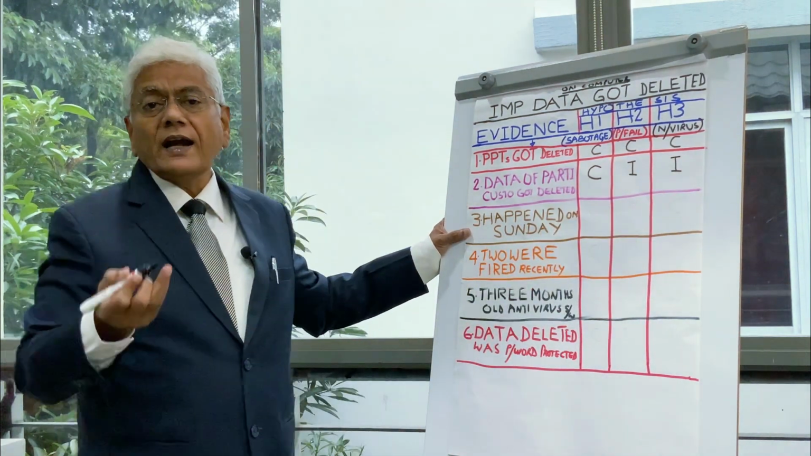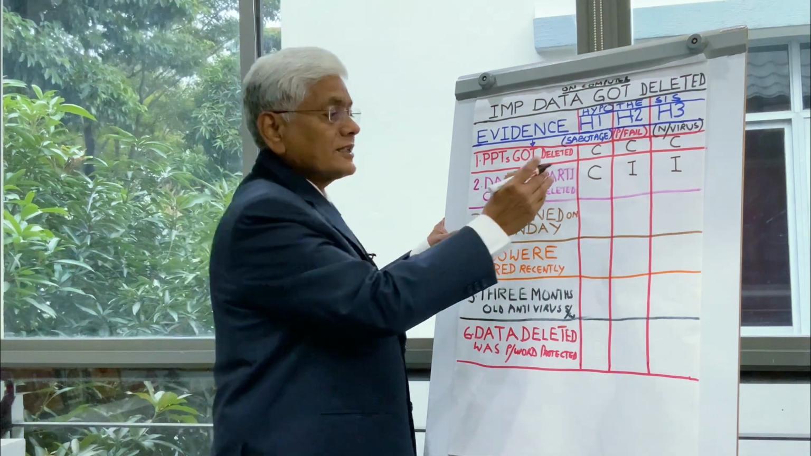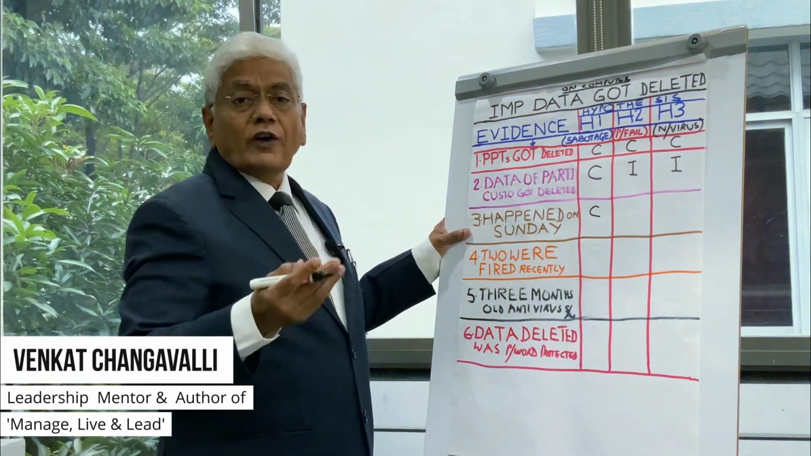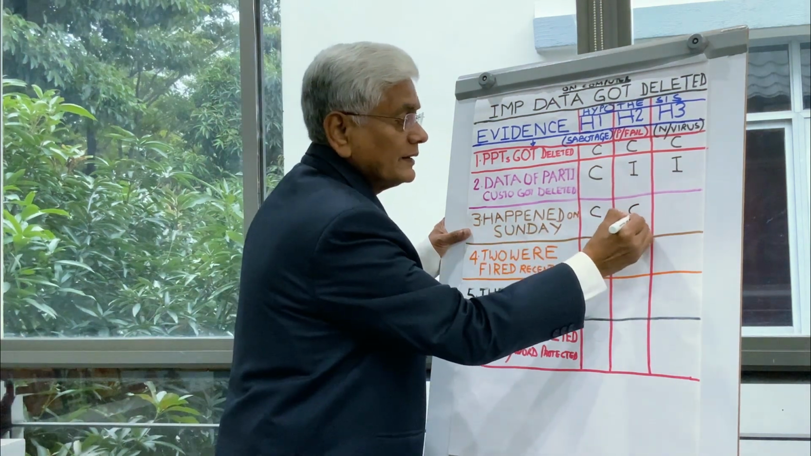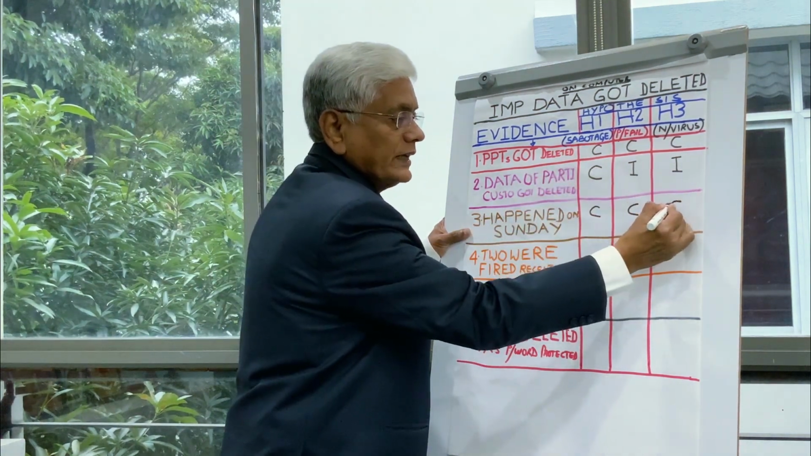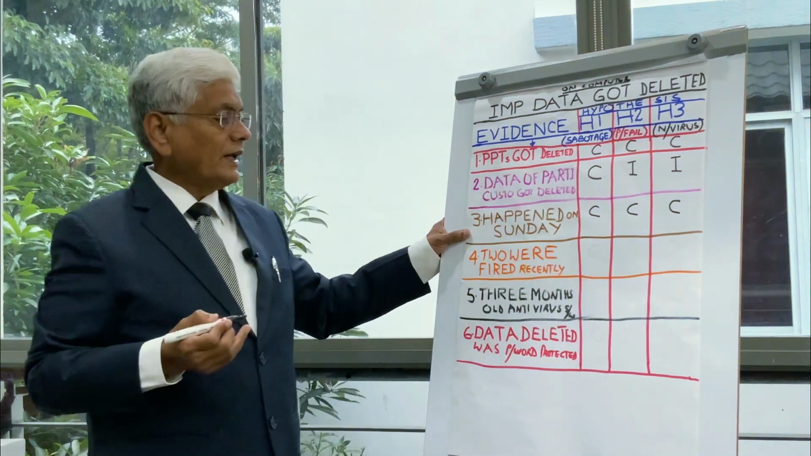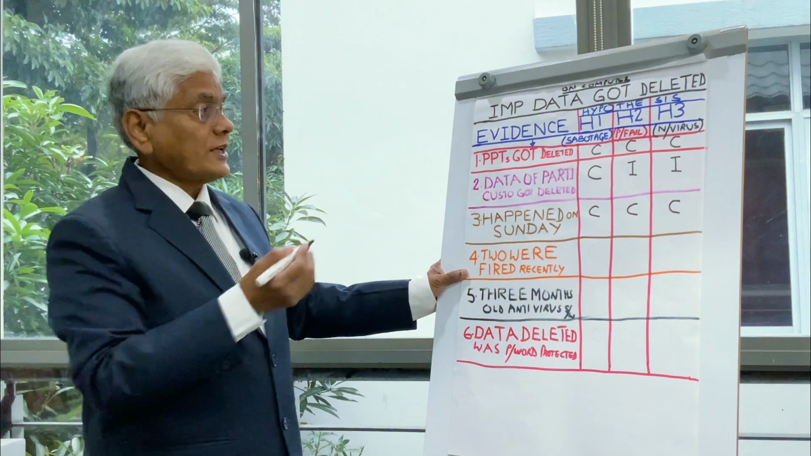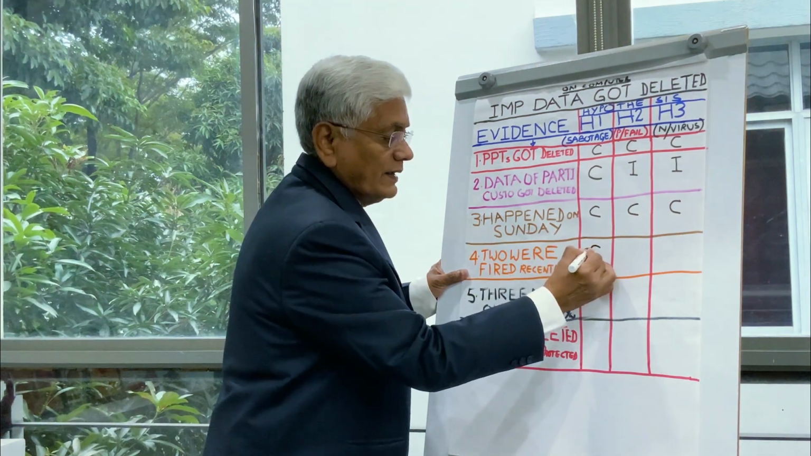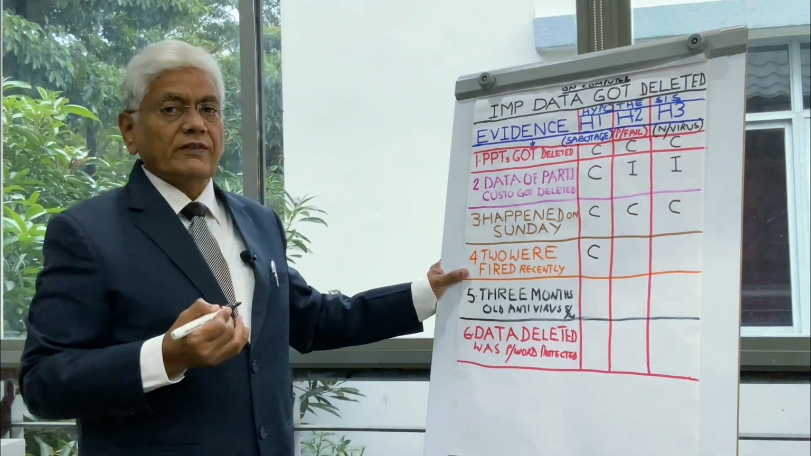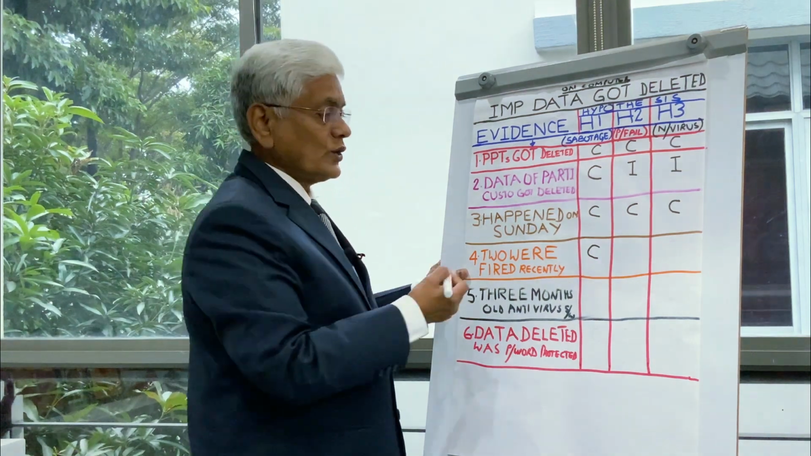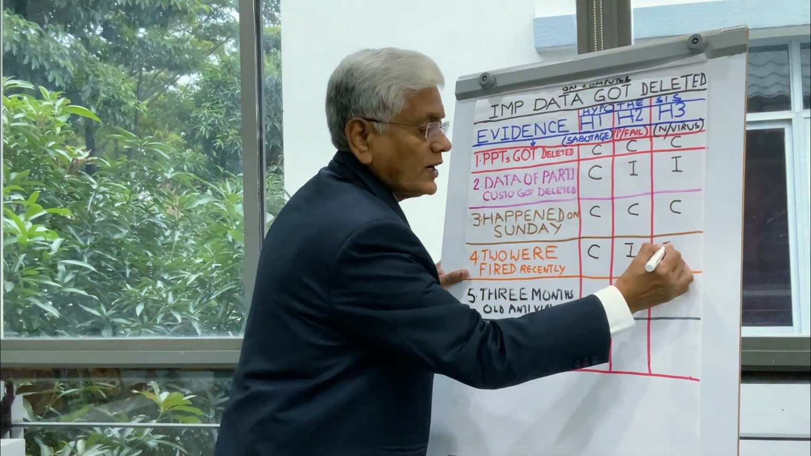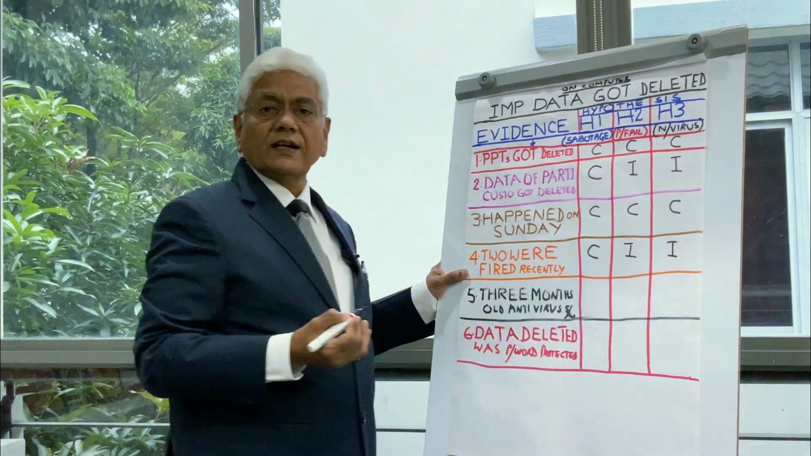Now, let us go to the third evidence. It happened only on Sunday. Employee sabotage can happen on Sunday. Power failure also can happen on Sunday. Virus attack can happen on Sunday. So, all three are consistent. Let me go to the fourth evidence: 2 employees were fired recently. That means hypothesis 1, employee sabotage, is consistent with this evidence, whereas power failure has no connection to this, so it is inconsistent, and virus has no connection to 2 employees getting fired, so it is inconsistent.